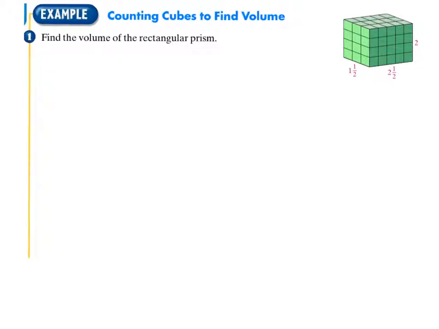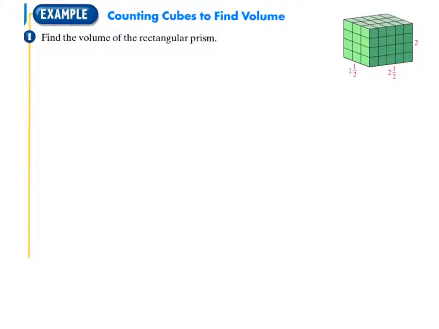Now let's look at finding the volume of a prism. The difference between volume and surface area is that surface area measures the outside of the shape, how big just the outside is. The volume wants to know how much space the entire three-dimensional shape takes up. So if you filled it with water, how much water would it take to fill it up?